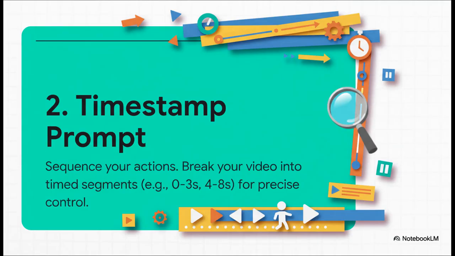Okay, so now you're the cameraman. Let's make you the storyteller. And that's where the timestamp prompt comes in. You can literally tell the AI what to do from 0 to 3 seconds. And then, bam! Reveal something totally new from 4 to 8 seconds. It's the secret to building suspense and a real narrative flow.